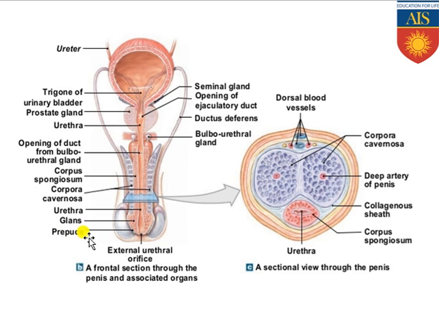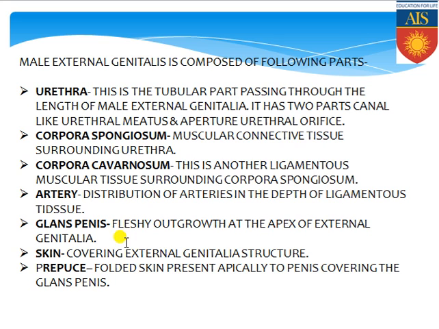Next, this corpus spongiosum is again surrounded by another muscular connective tissue. You can see here the little bit blue colored. So this specific portion, whatever I am showing here, which is covering the corpus spongiosum, is known as corpora cavernosum. Okay. This is another ligamentous muscular tissue which is surrounding the corpus spongiosum, and keep it in your mind, these two muscular ligamentous connective tissue layers are exclusively present for erection of the male external genitalia or penis.